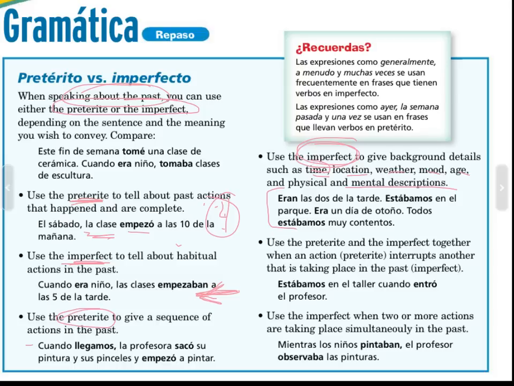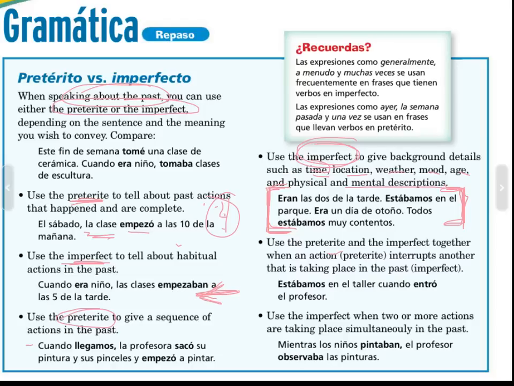Again, setting the scene. Era un día de otoño. It was a fall day. Setting the scene. Todos estábamos muy contentos. We were all very happy. So this is just, again, all of these phrases serve to describe the situation and to set the scene for the action that takes place. And most likely the action that takes place during all of this time is going to be in preterite.